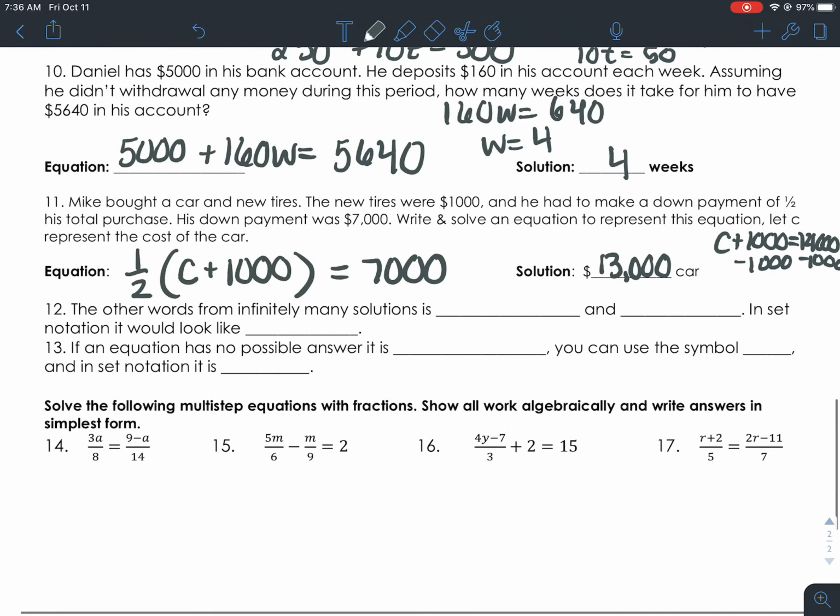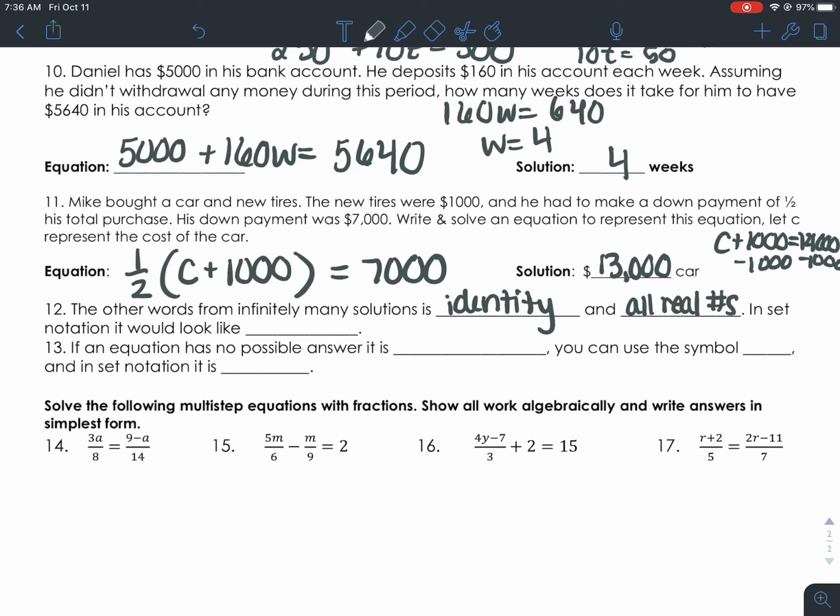Other words for infinitely many solutions, this is like vocabulary, are identity, that's another word, and all real numbers. In set notation, it would look like this: the set of all real numbers. If an equation has no possible answer, it is no solution. You can use the symbol, the circle with the slash through it, and in set notation it is the empty set.